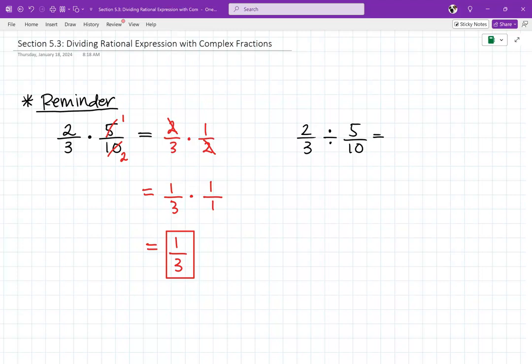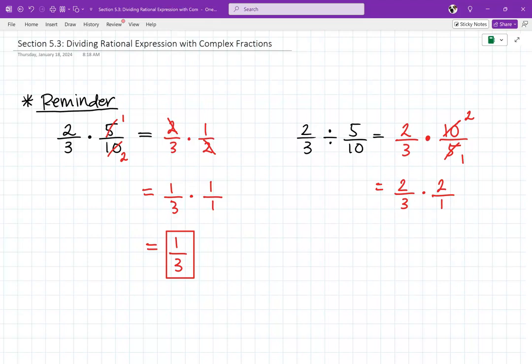Okay? So with the second part, notice everything is the same except instead of multiplication, it's division, right? So what you have to do first is rewrite it. So you're going to write 2/3 times 10/5. You always multiply by the reciprocal. You're not going to divide by a fraction, you're going to multiply by its reciprocal. At that point, try to simplify as much as you can. So 10 over 5 becomes 2 over 1. Okay? So this would be 2/3 times 2 over 1.